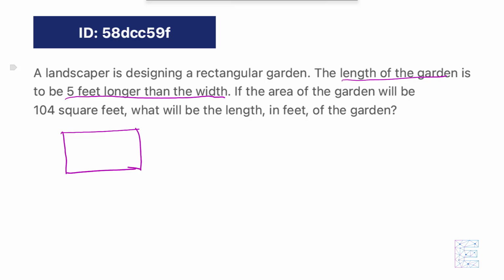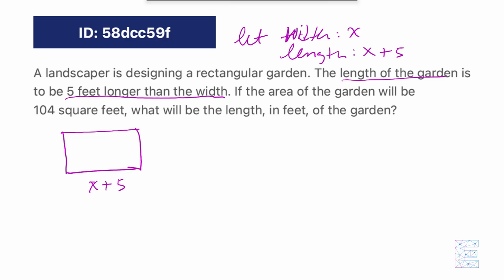So let's define the width. Let's say let width be x. We'll just call the width x. That means we have to name the length x plus 5, because it says the length is 5 feet longer. So I'm going to say this is x plus 5. This is x.